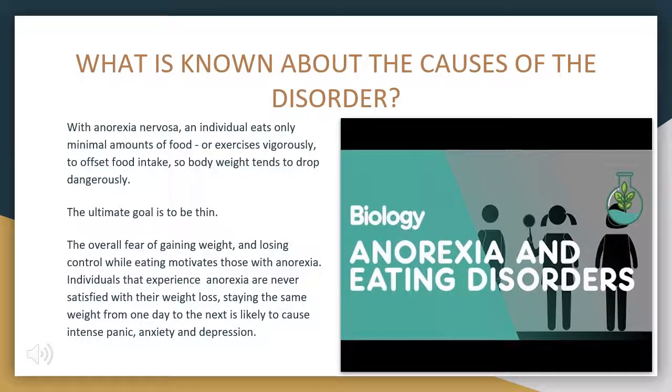What is known about the causes of the disorder? With anorexia nervosa, an individual eats only minimal amounts of food, or they exercise vigorously to offset food intake, so the body weight tends to drop dangerously. The ultimate goal of anorexia nervosa is to be thin. The overall fear of gaining weight and losing control while eating motivates those with anorexia. Individuals that experience anorexia are never satisfied with their weight loss. Staying the same weight from day to day is likely to cause intense panic, anxiety, and depression.